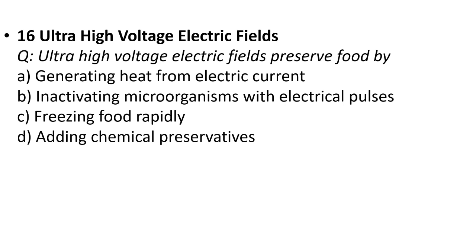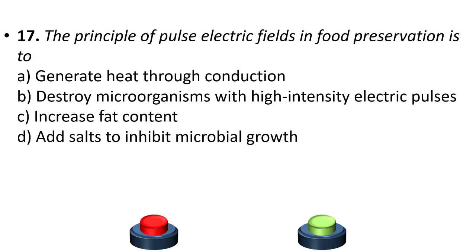16th question. Ultra high voltage electric fields preserve food by generating heat from electric current, inactivating microorganisms with electrical pulses, freezing food rapidly, adding chemical preservatives. Here answer is option B. Inactivating microorganisms with electrical pulses.